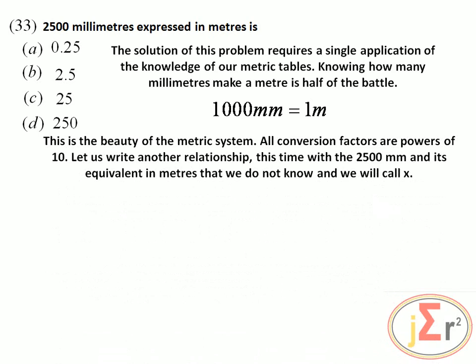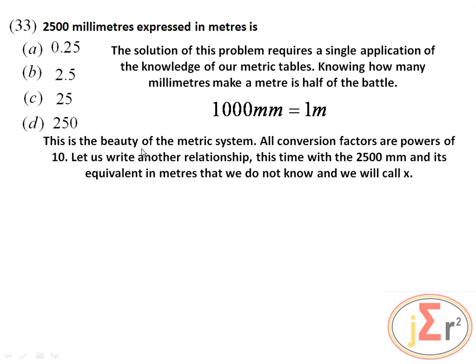This is the beauty of the metric system. All conversion factors are powers of 10. Let us write another relationship, this time with the 2,500 millimeters and its equivalent in meters that we do not know. And we will call that, which we do not know, x. So we have the relationship that is straight out of our metric table, which is 1000 millimeters is equal to 1 meter.